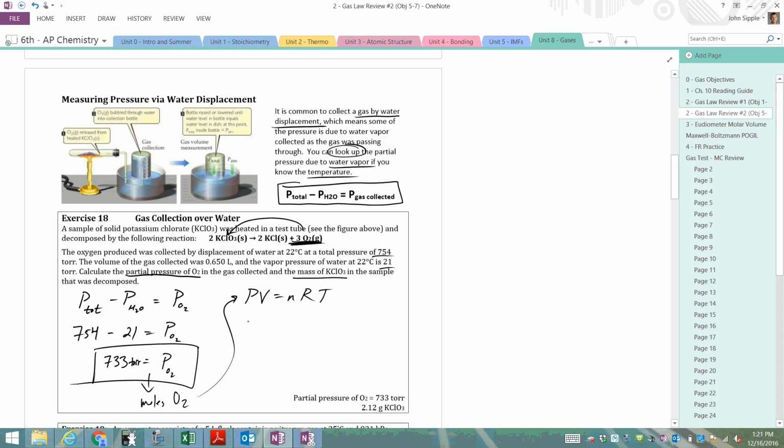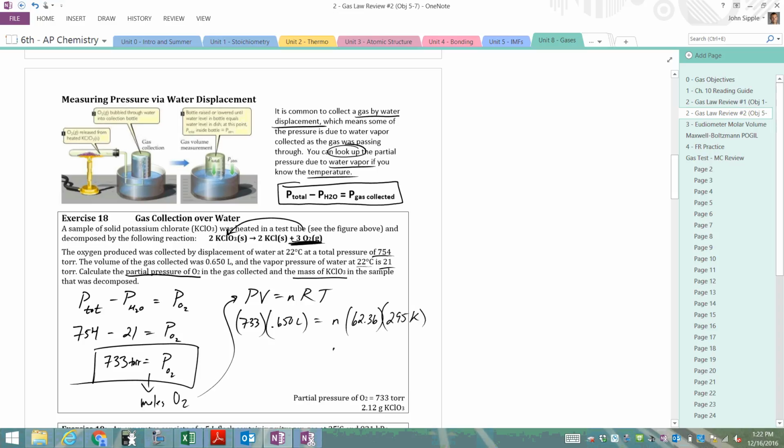All right, so pressure here is equal to 733. The volume was 0.65 liters. The moles of gas, we don't know. That's what we're trying to solve for. Okay, the R value here in this case is 62.36. Remember, that's on the back of your yellow periodic table. And the temperature is 22 degrees Celsius. So 22 plus 273 is 295 K. We always want to operate in kelvins.